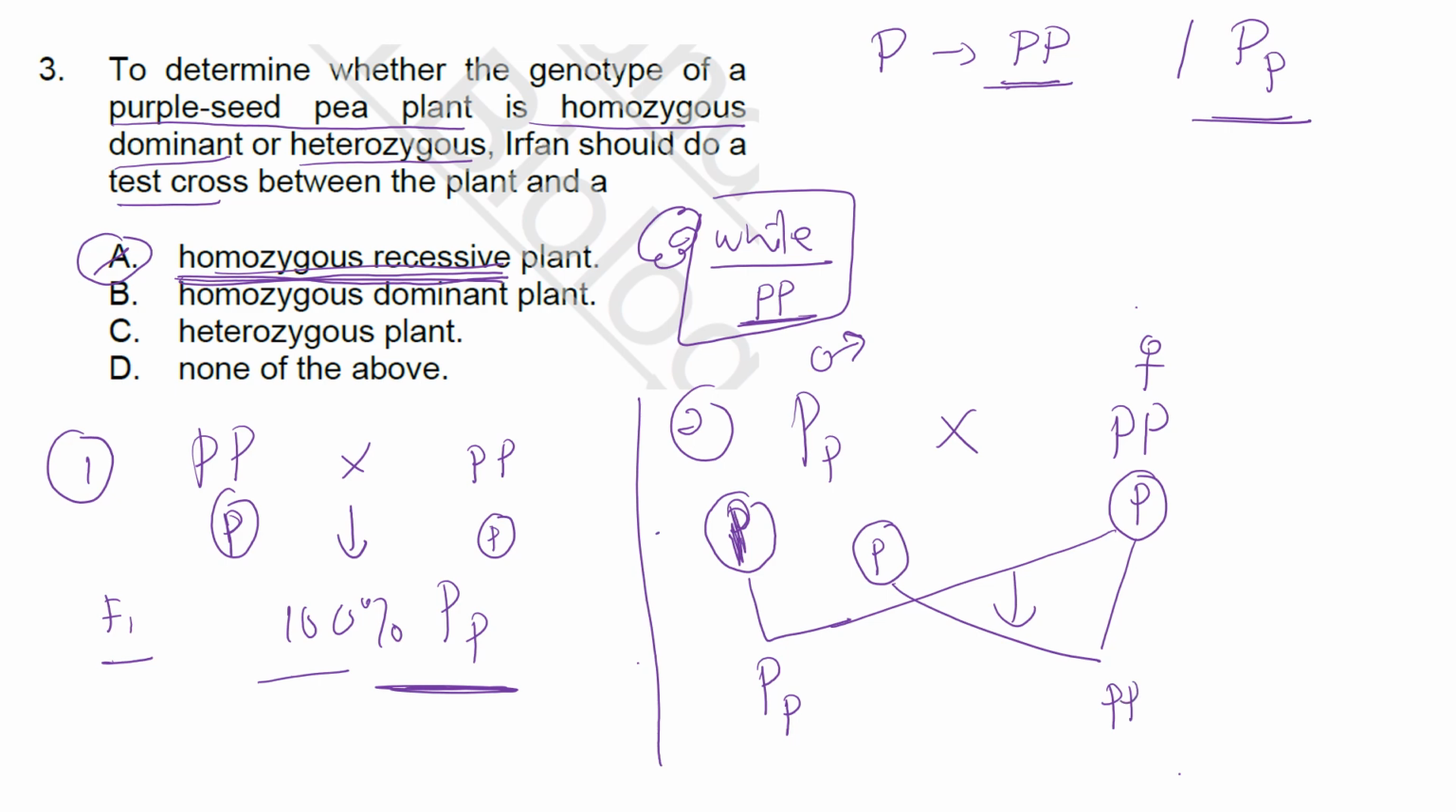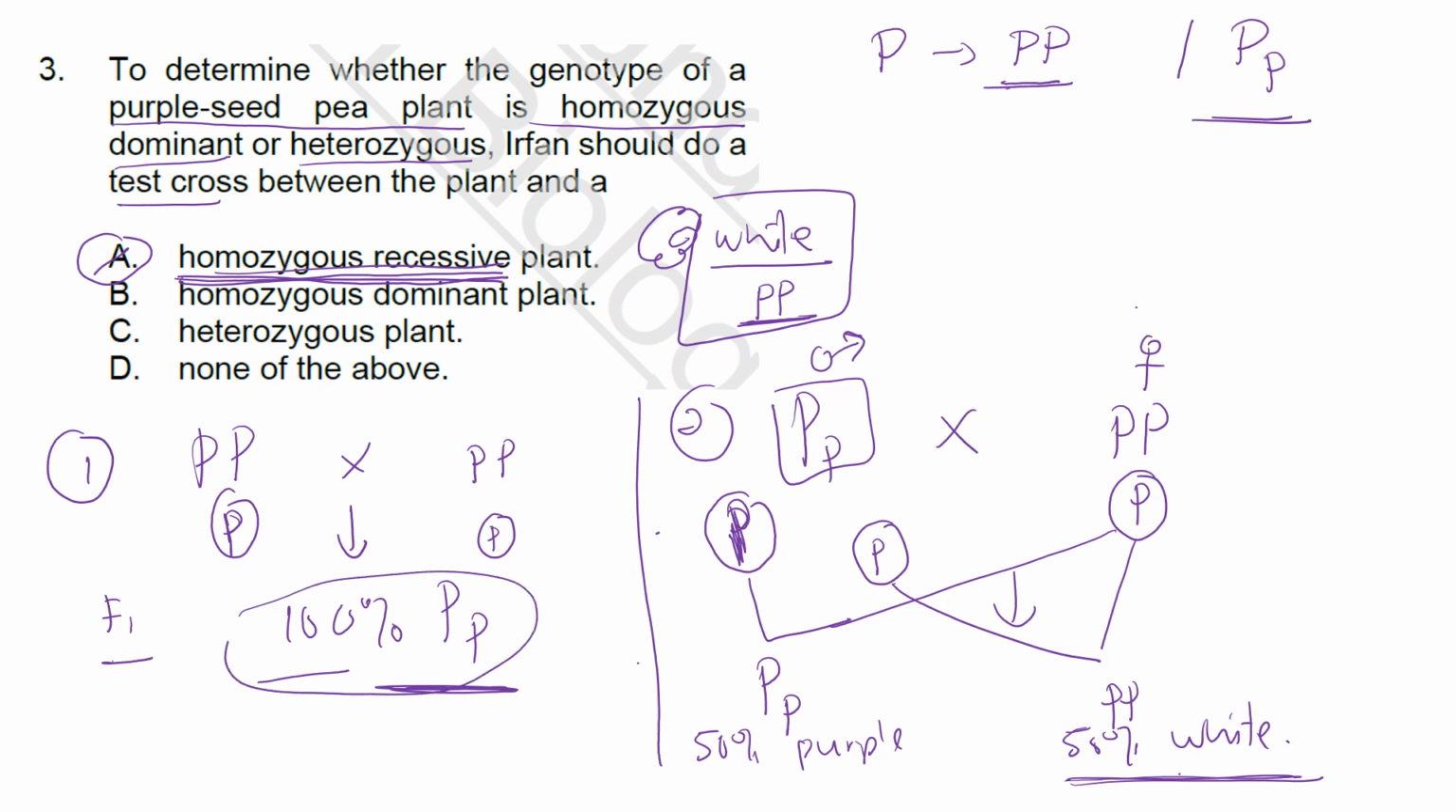So it means that 50% of the offspring is purple, and another 50% of the offspring will have white flowers. So if the offspring produces the recessive trait, the unknown individual is heterozygous. If all the offspring produce the dominant trait, the unknown individual is homozygous dominant.